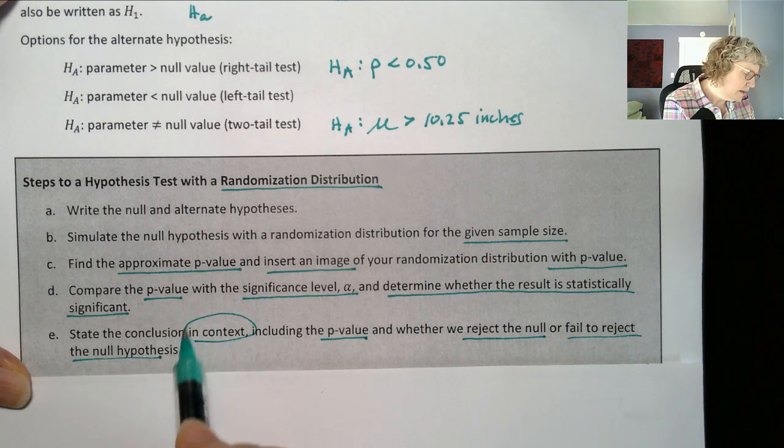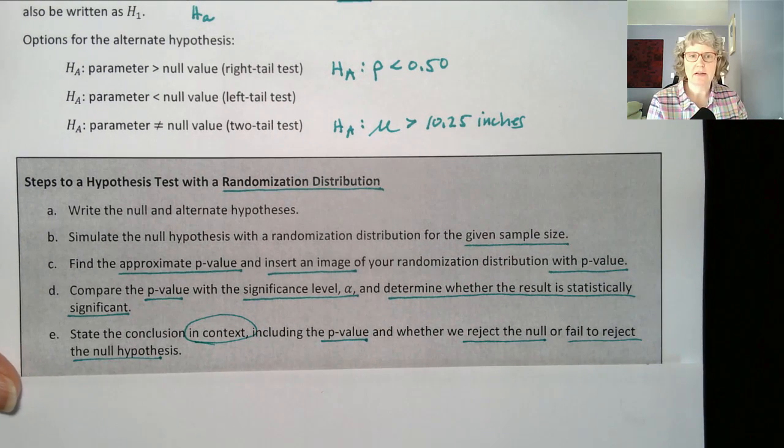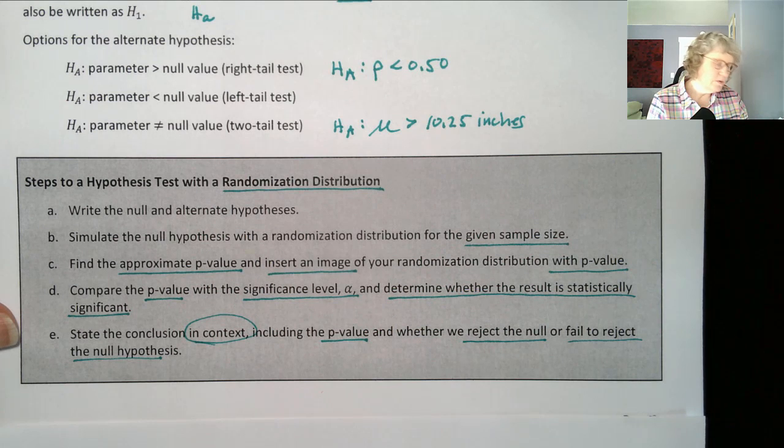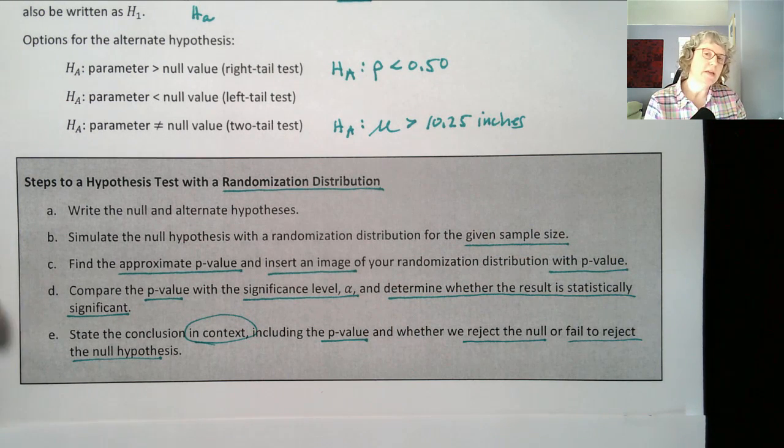And then that context is so important, right? Because we can't assume that other people will understand what we're doing and what this all means. So we need to write it out in the context. What is our conclusion in the context? Okay, so those are the steps and a little bit about the setup part.